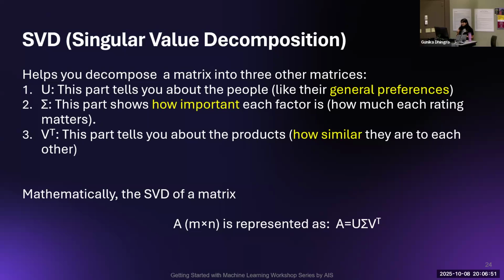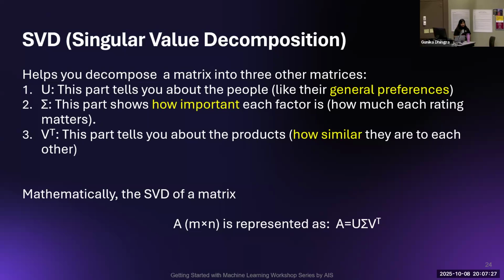So one part of it is, let's say we are talking about any metric, any data out there, and it is telling you about the people, what their general preferences are. And the next part, which is sigma, tells you how important each factor is. That is, for data that has movie ratings or a user-item rating, how much each rating matters. And then finally, we have the V transpose matrix, which is how the products vary, how similar they are, how far apart they are from the scope that we're looking at.